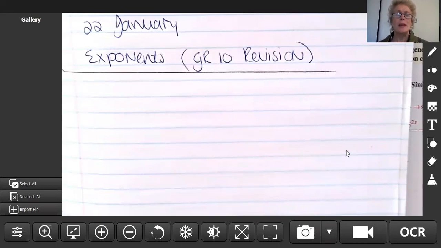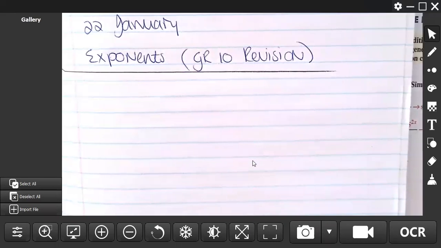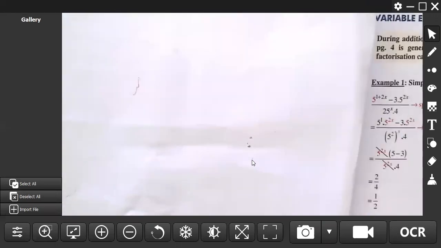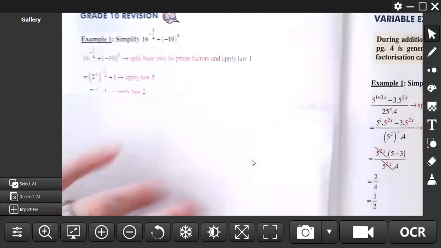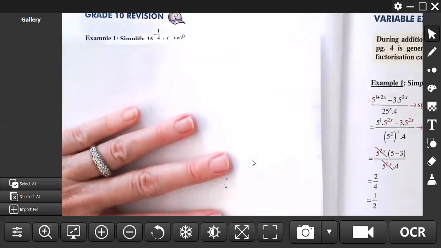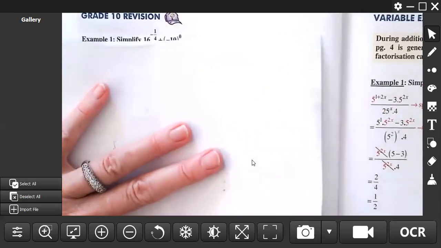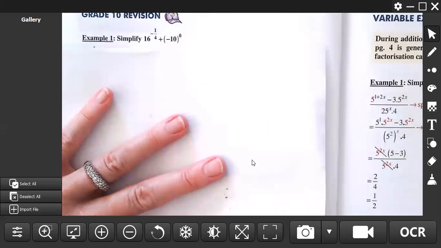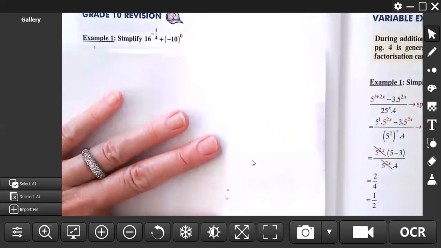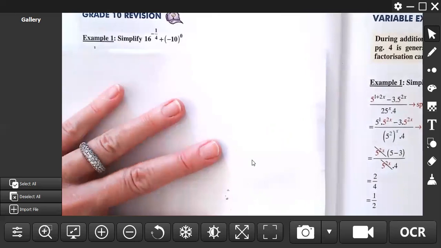I want you in the beginning of your exercise books to write the date for me, 22 January, Exponents, grade 10 revision. And then we are going to go through the material. These are the exercises I'm going to cover. They are not the same as your textbook because some of these examples are different from your textbook examples. So they are extra material that you really need to know how it works.